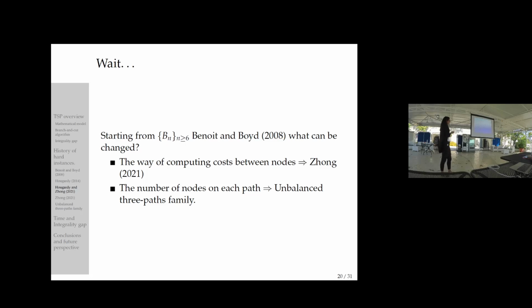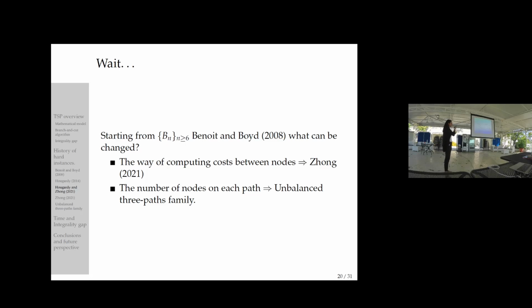So the second point is to try to change the number of nodes on each path. What I obtain is a family that I call the unbalanced three-path family. And the first one is to change the way of computing costs between the nodes. And this is what Zoeen actually did.